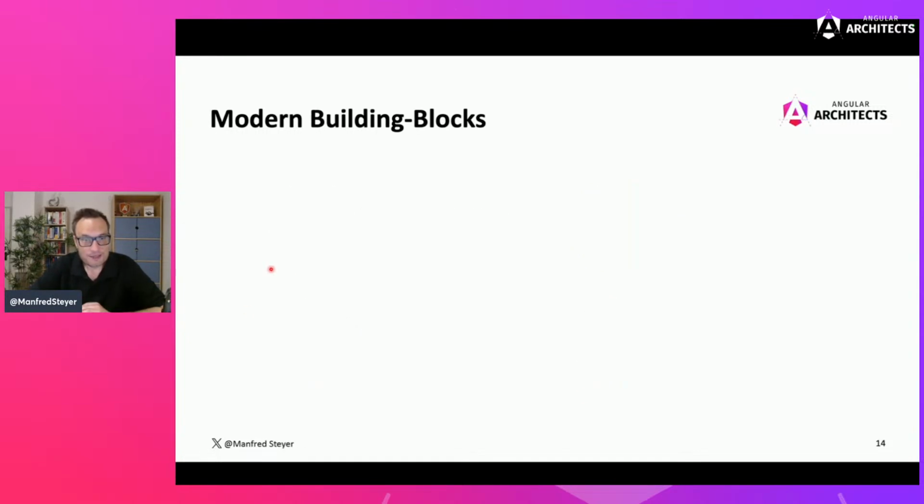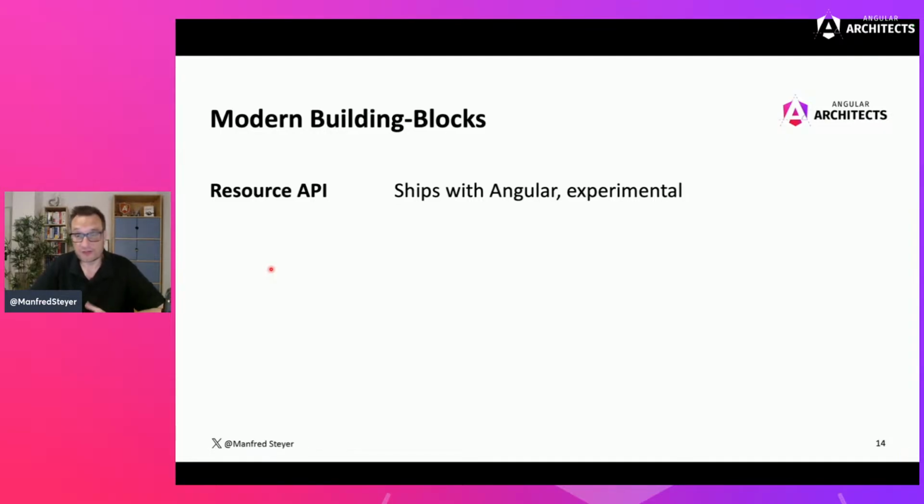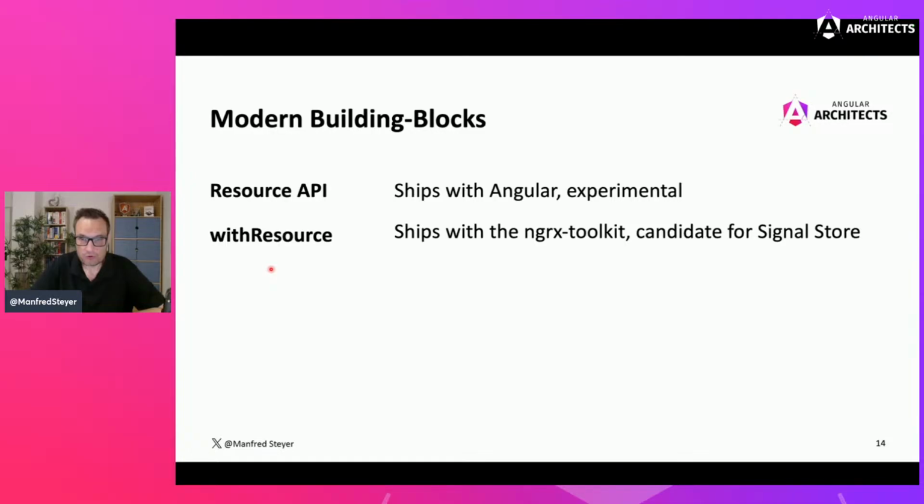So, okay, let's talk about the building blocks we are using today. As mentioned, we are going to use the resource API, which ships with Angular. It's still experimental. We are using withResource to connect the resource API to the signal store. It currently ships with the toolkit. However, it's also a candidate for the signal store. Rainer is also part of the NgRx team.